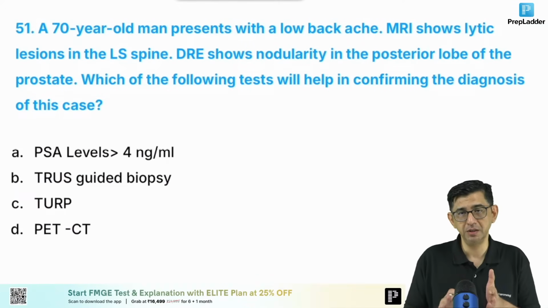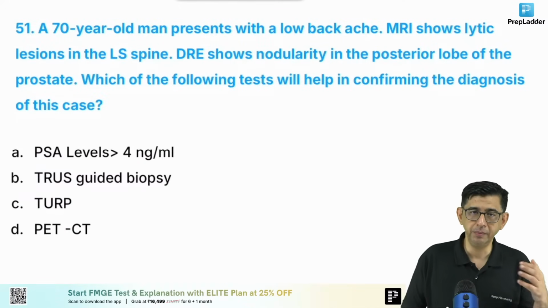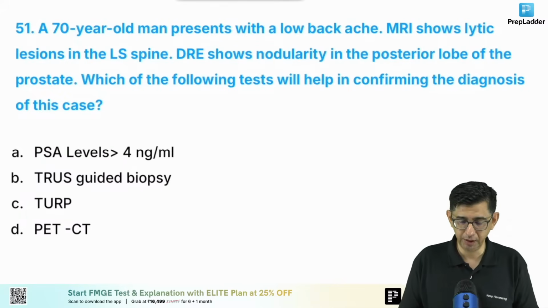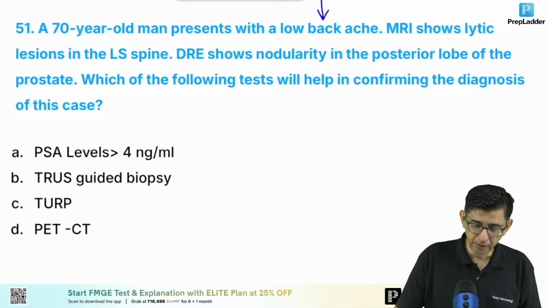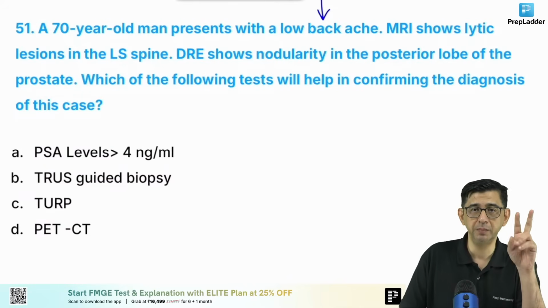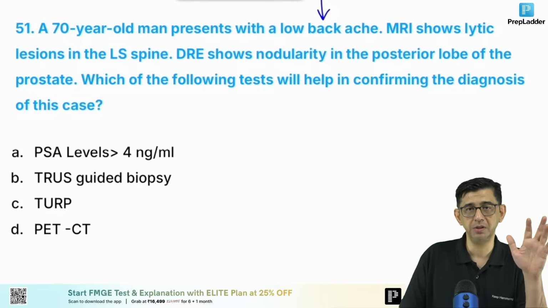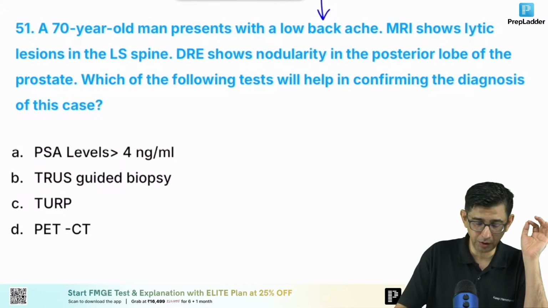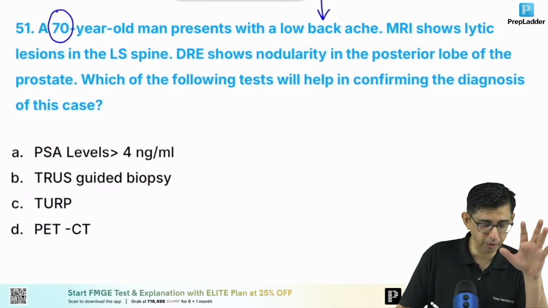Let's now change the age group, and this time we are talking about a patient who is a little older. He's come with low backache. Anytime in the exam they give you a question on low backache, two possibilities to be considered: multiple myeloma and prostate cancer. Any question on an old man with back pain, there can only be two possibilities.